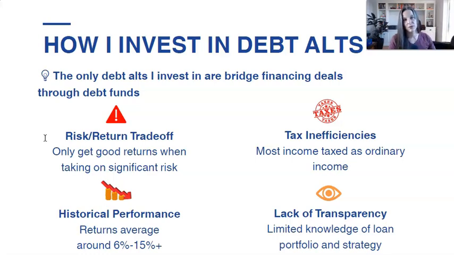To get above that 10% threshold and to get any meaningful return in debt alternatives, or just fixed income in general, you have got to take on, I think, an unnecessarily large amount of risk. So I think to get above 10% and start getting a decent return that makes any sense for someone like me to invest in, the risk is just too high at that point.